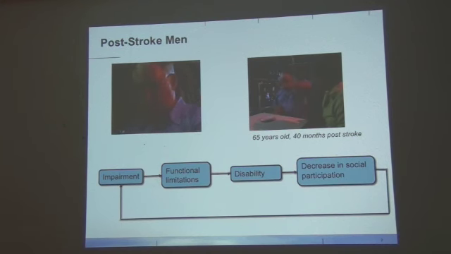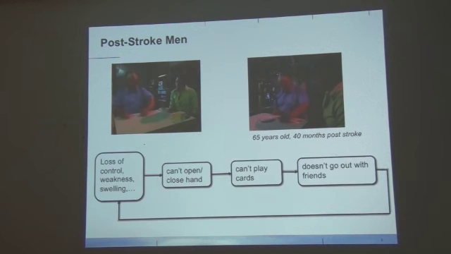Let me give you an example. Before the stroke, this patient was very much into playing cards. After the stroke, he was complaining a lot that he couldn't play anymore. Due to his multiple impairments, he can't open and close his hand in a functional way anymore. Therefore, he can't play cards, and as a consequence, he doesn't see his friends as often as he did before.